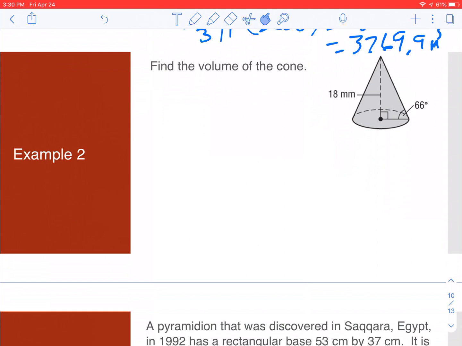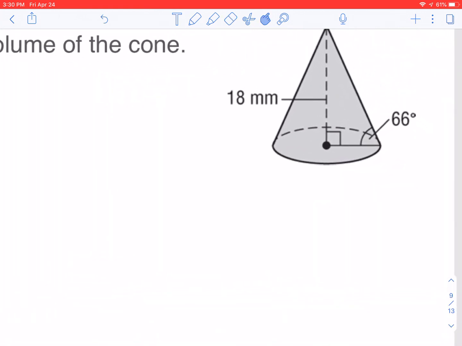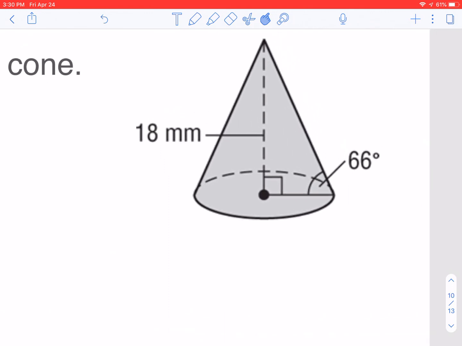Okay, now we have a little bit of trig. If you are in Mr. Wilson's first or second hour, you can skip this. Mrs. Belkey's students would need to know this. Okay, I need to find the radius. I have height. I need to find the radius.